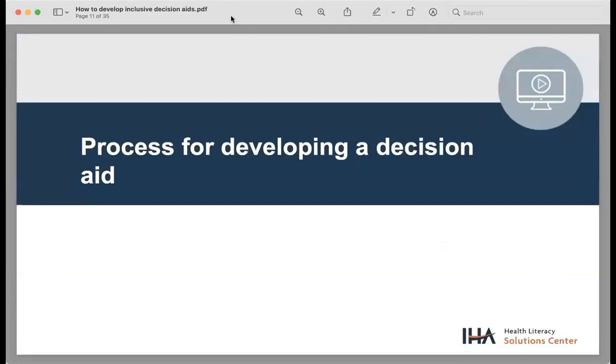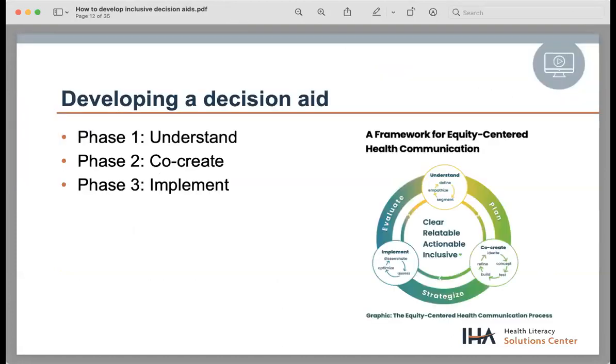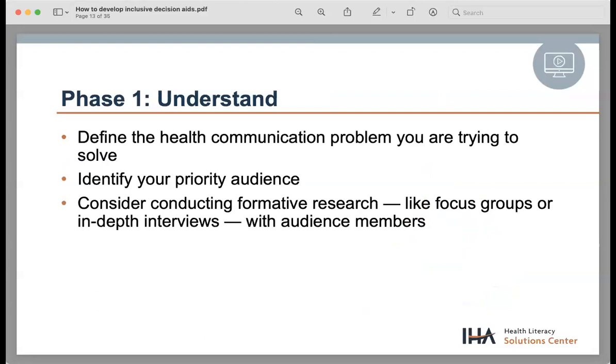Thanks, Kathleen. So what is the process for developing a decision aid? Here, we'd like to share the process that Communicate Health follows when developing all health communication products, including these decision aids, which follows equity-centered health communication guidelines and best practices. This process ensures that your products are clear, they're actionable, and most of all, they're inclusive of all members of your priority audience.